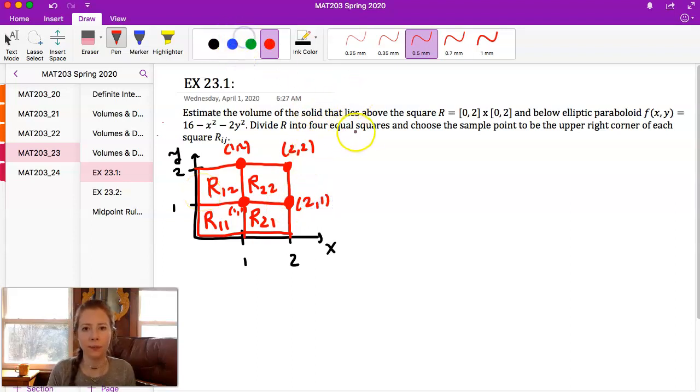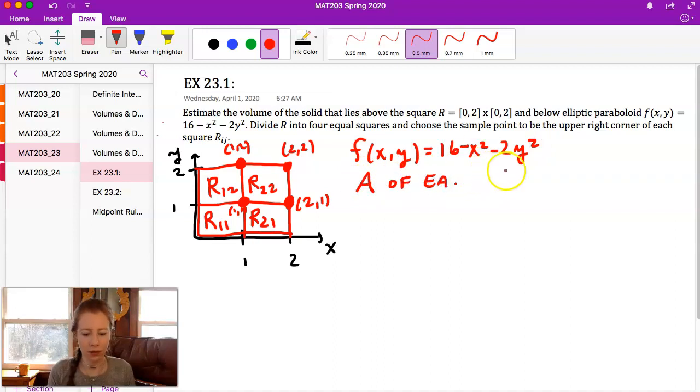So we have our function, f of x and y is equal to 16 minus x squared minus 2y squared. And the area of each R sub ij equals 1, and m is equal to n is equal to 2. Our number of intervals along the x is 2, and our number of intervals along the y is 2.